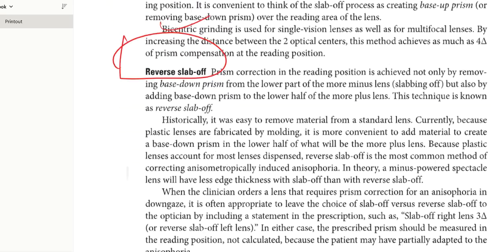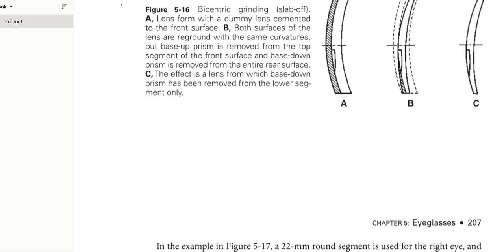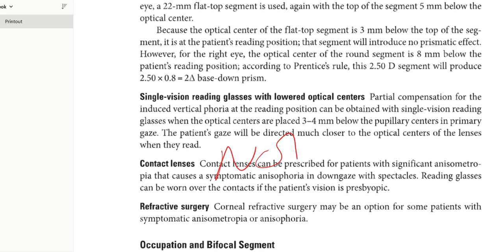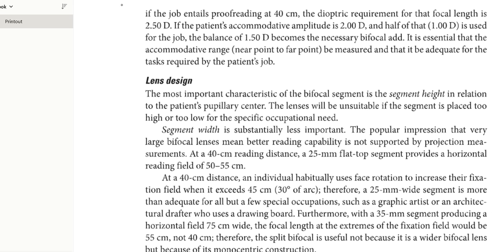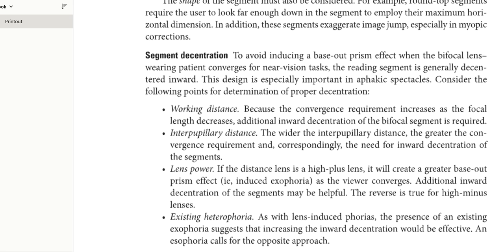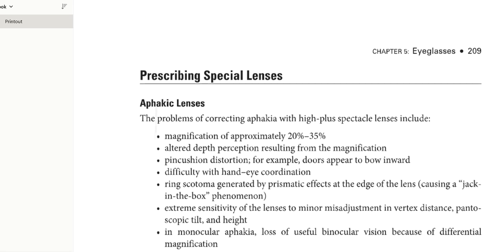These topics are not so much important. Not important. Important. Lens design is very important. Segment decentration is important. Okay. Remember these definitions: working distance, lens power, all these.